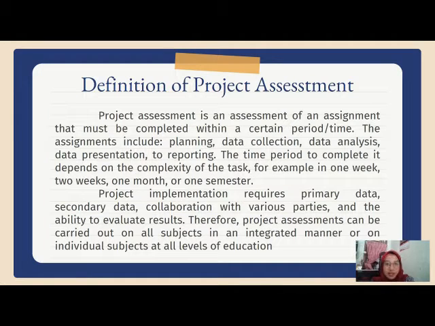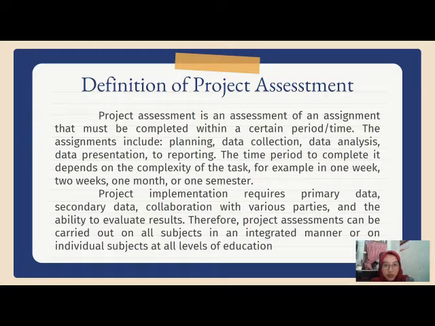Project assessment is an assessment of an assignment that must be completed within a certain period of time. The assignment includes planning, data collection, data analysis, data presentation, and reporting. The time period to complete it depends on the complexity of the task. For example, in 1 week, 2 weeks, 1 month, or 1 semester.